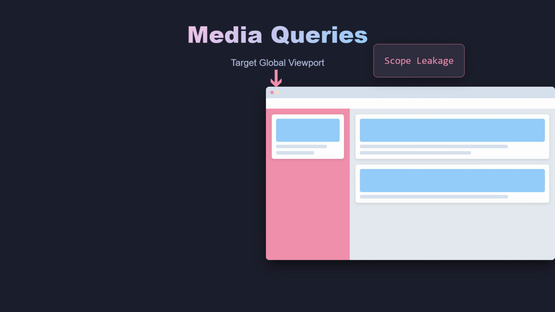Standard media queries cannot provide this component-specific breakpoint. They only react to the browser window size. This forces developers into complex JavaScript solutions or excessive utility class management. This is scope leakage, where component styling depends on external page layout.